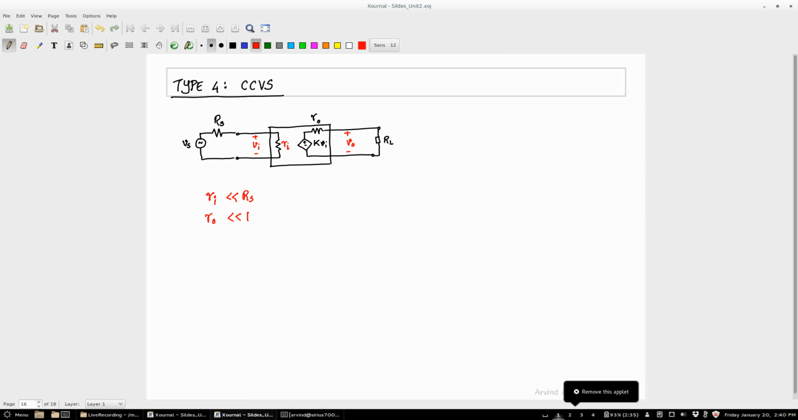In what limit will this circuit have like a CCVS? Ri must be less than Rs and Ro must be, yeah, if it's that. So just in your mind, convert it to a voltage source, convert voltage source to a current source and see under what limit does it become an ideal current, right?